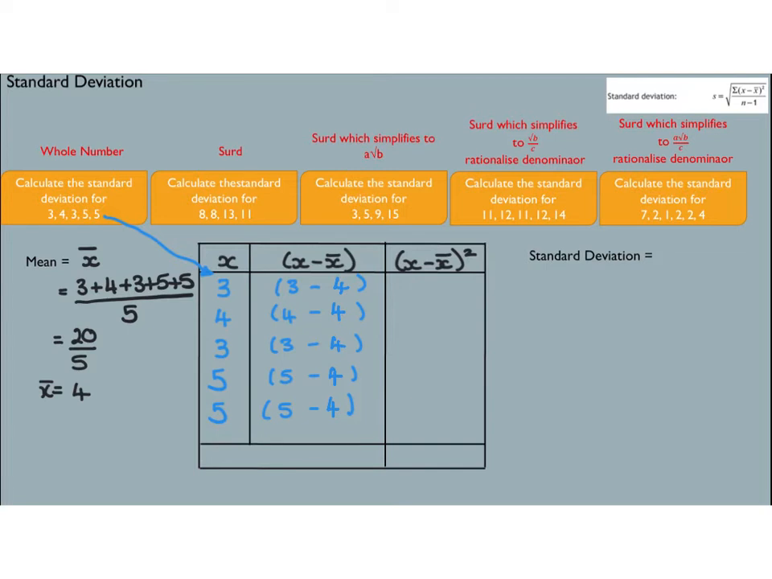For the next column, I need to think about what the answer to each bracket would be. Okay, so this is where you need to be good with your negative numbers. I'm going to start to work each of these out. To square something, you multiply it by itself. Minus 1 times minus 1. A minus times a minus makes a positive, and 1 times 1 makes 1. So that's what that looks like when we finish that off.